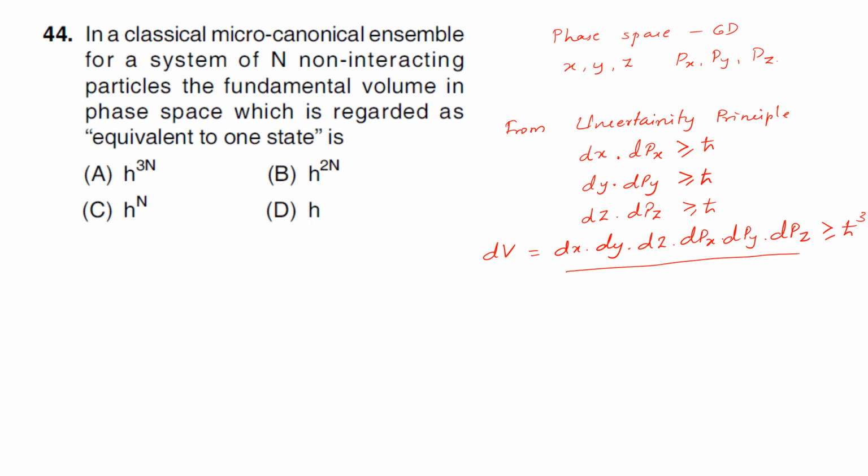Therefore, a point in 6D phase space is considered to be a cell whose minimum volume is of the order of h cross cube. Hence, for a system of n non-interacting particles, the fundamental volume of phase space is regarded as equivalent to one state if its volume is h cross cube raised to n, that is for n non-interacting particles. So that is h cross raised to 3n, or it is simply h raised to 3n. Therefore, option A is correct.